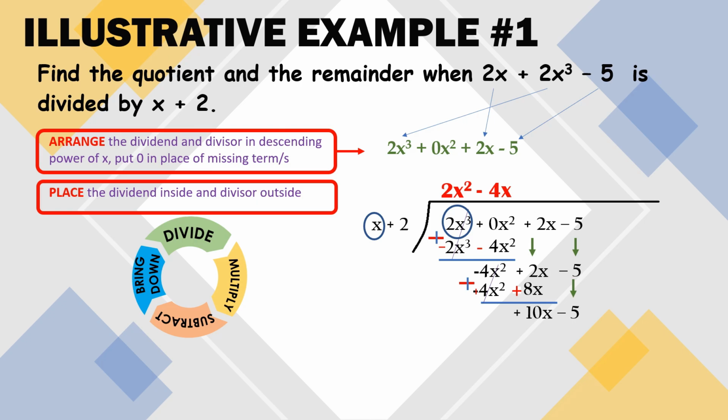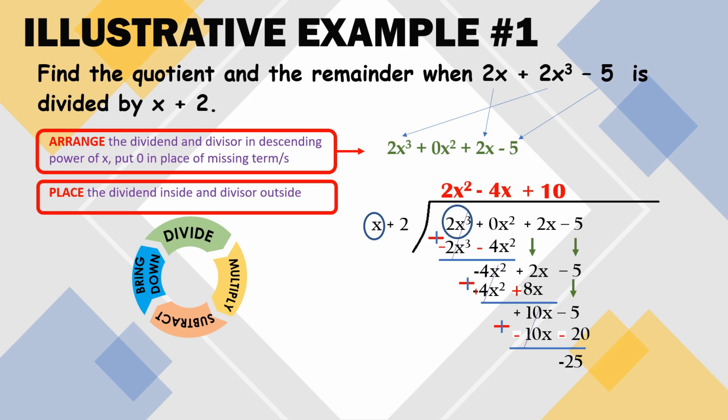Then we go back to the divide. So we're going to divide 10x divided by x, and that will give us positive 10. We multiply. Multiply 10 times x plus 2 will give you 10x plus 20. Then after multiply, you subtract. So subtracting this, you have to change the sign of the subtrahend. Proceed to addition. So that will give us positive 10x plus negative 10x is 0. So you just simply cancel. Negative 5 plus negative 20 will give you negative 25.